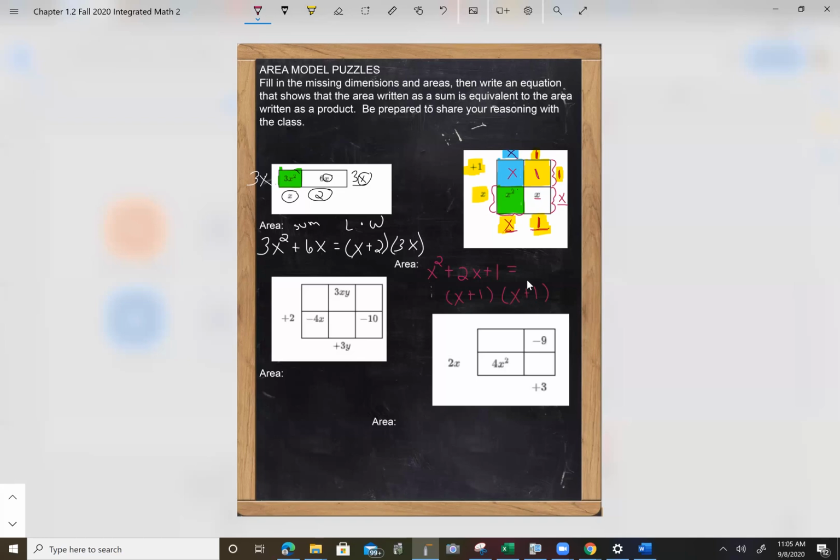If you are really feeling good about this, you could change it, since x plus 1 and x plus 1 are exactly the same thing. We could erase one of those and just make this x plus 1 squared. So this shape is a square because both sides are the same, whereas the shape before, the side lengths were different. So it's not going to be a square, it's going to be a rectangle, right? Okay.